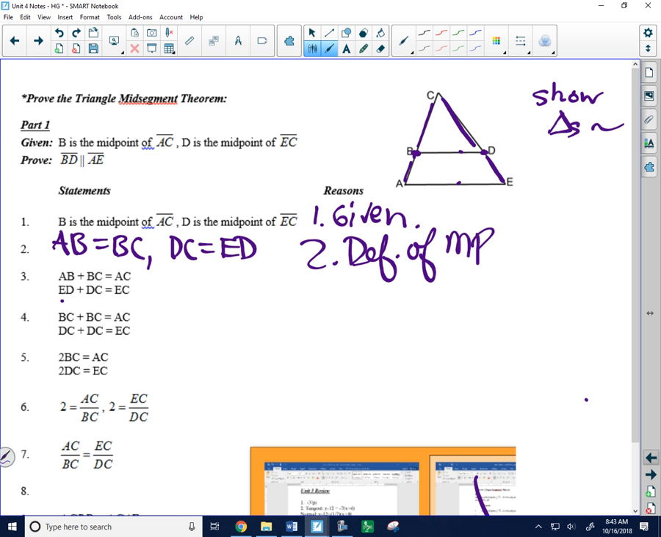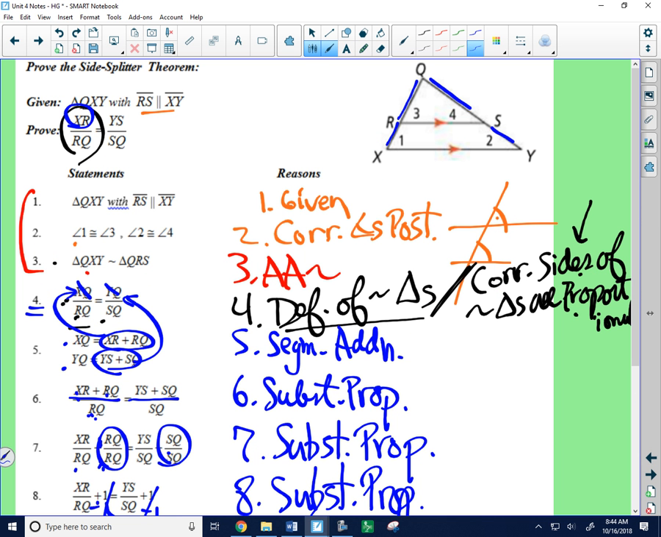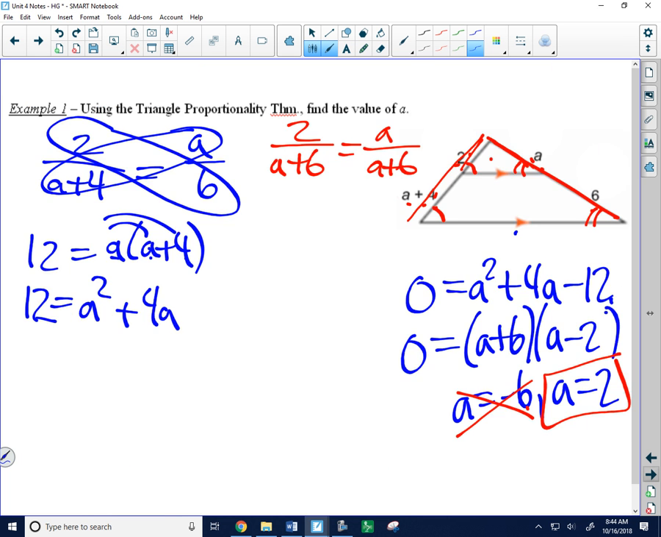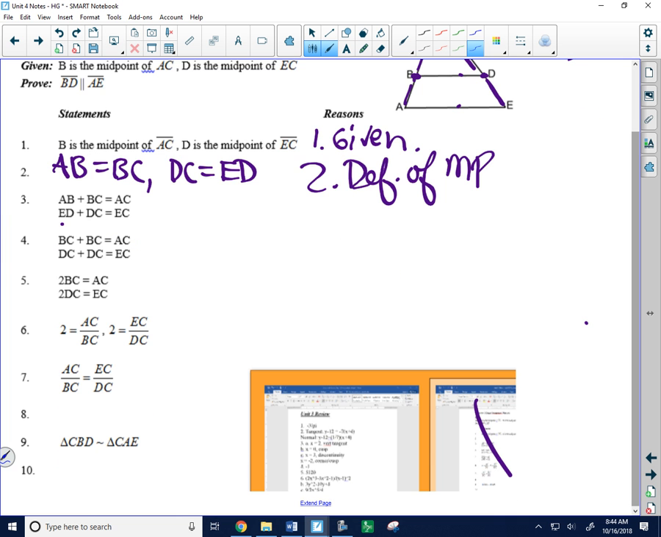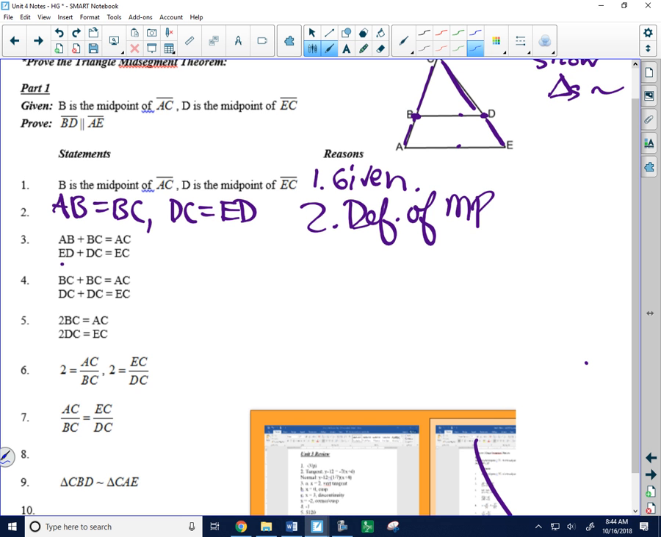I'm going to do this similar to the last one, where I need to bring in some other segments, so I'm going to do segment addition and then manipulate the equations again. So I say AB plus BC equals the whole segment AC. And then we say DC plus ED equals the whole segment EC. Part plus part equals the whole thing.